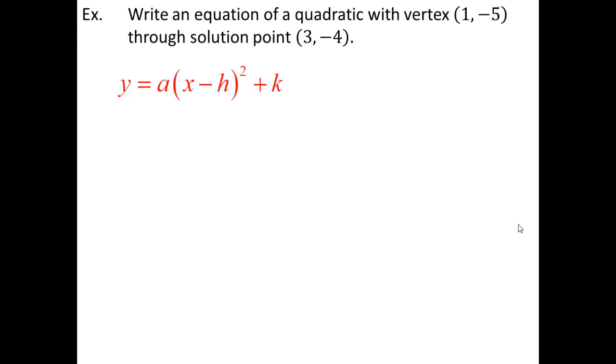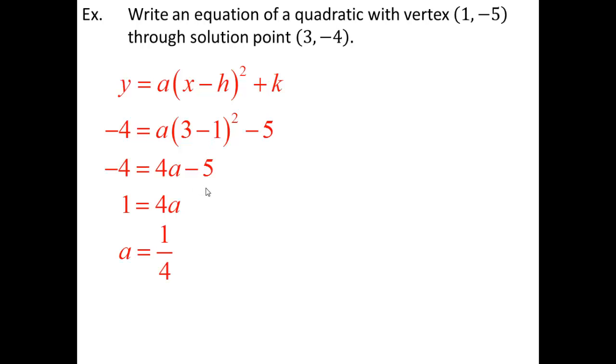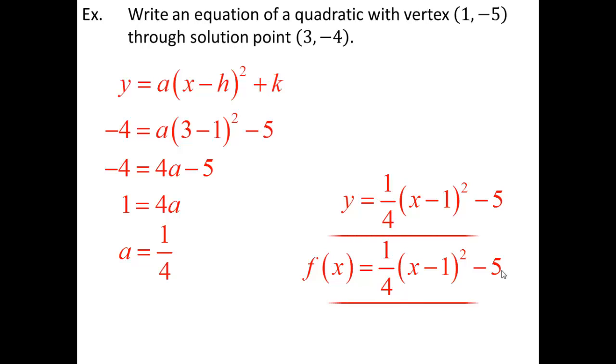As before, start with the vertex form. H is 1, k is -5, x is 3, y is -4. Solve for a. 3 minus 1 is 2. 2 squared, once again, is 4. Add 5, divide by 4, I get 1/4. So here's my a value. My h and k are 1 and -5. Final answer, 1/4 times x minus 1 squared minus 5.